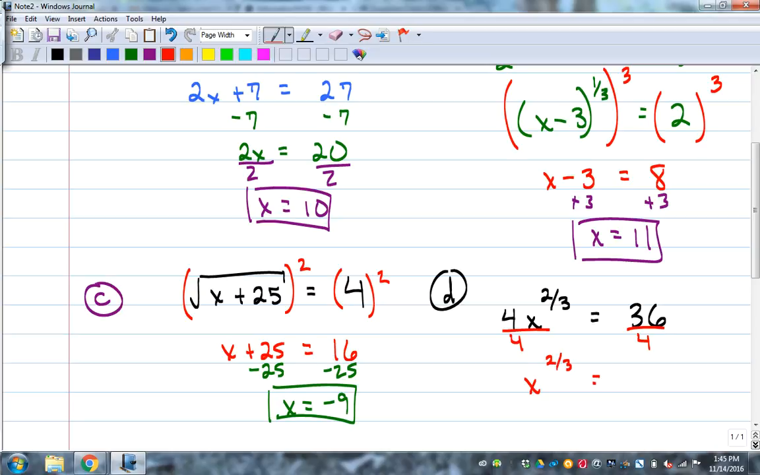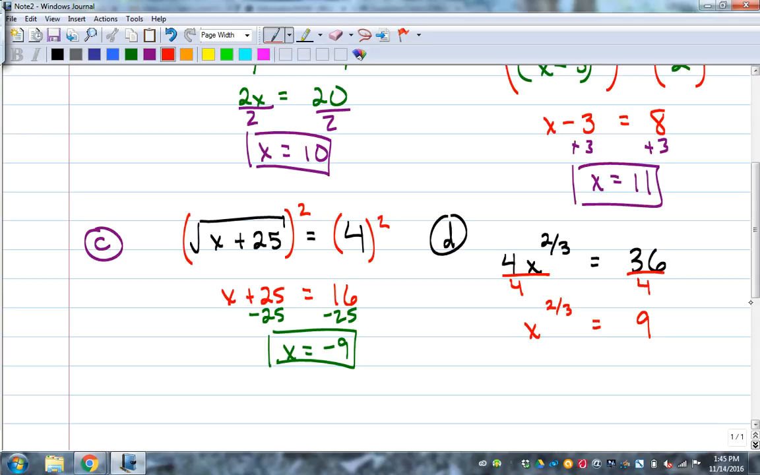It's x to the 2/3 is equal to 9. Now, I'm going to get rid of that exponent by using the reciprocal exponent, which you're going to multiply by 3/2, but it's as an exponent. And this is where how much do you remember from before comes in.